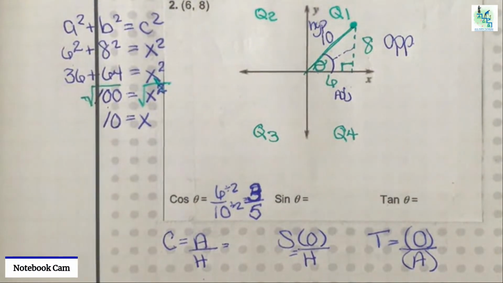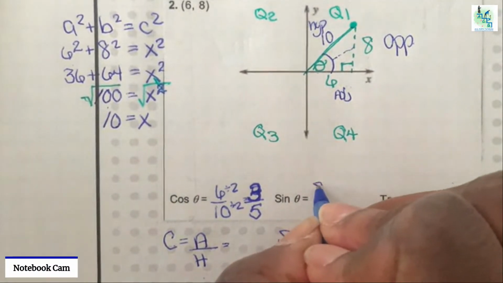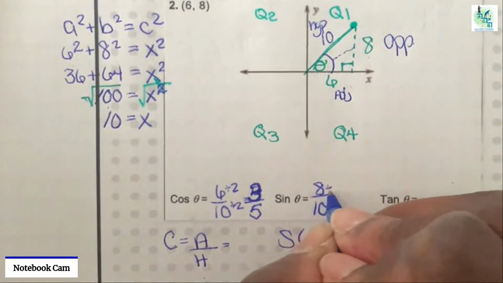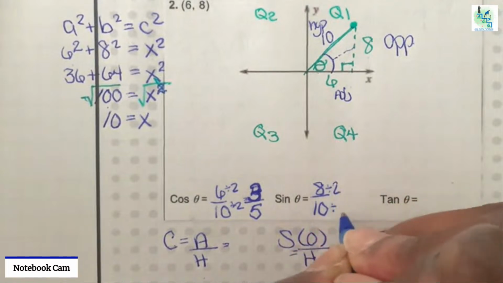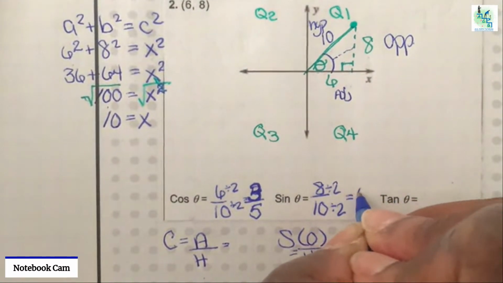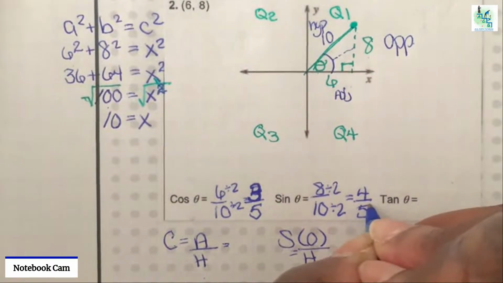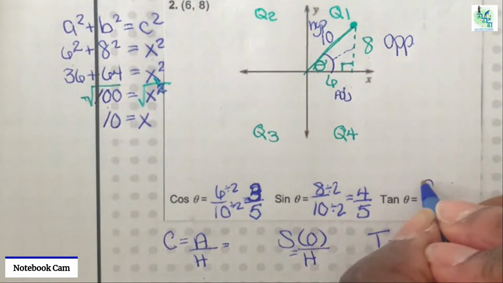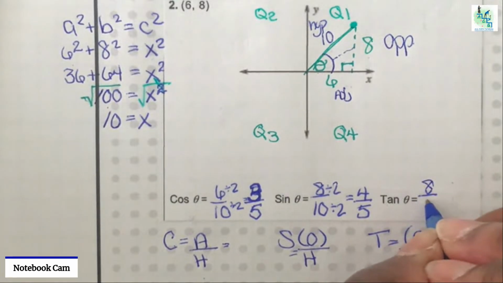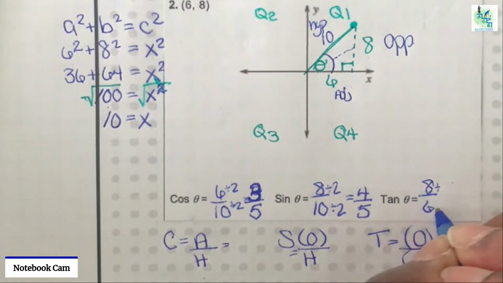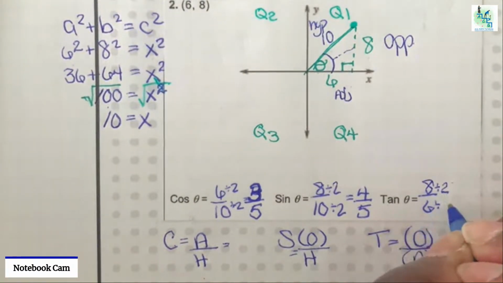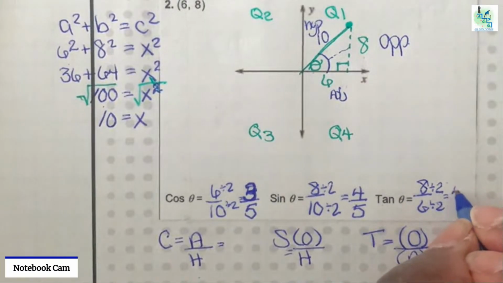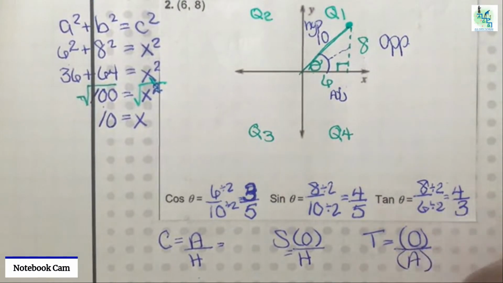Now, for the sine, it's going to be our opposite. So it's 8 over 10. That can be reduced as well by 2. 4 over 5. Okay? And our tangent is our opposite, which is 8, over our adjacent, which is 6. If you reduce those by 2, you will get your 4 over 3.